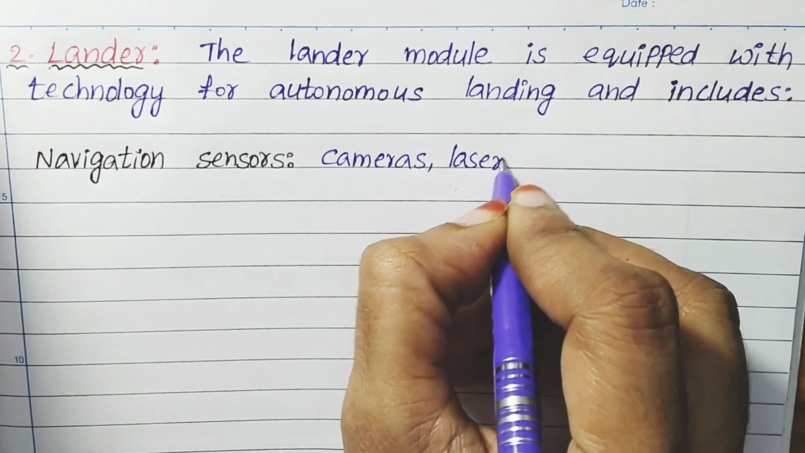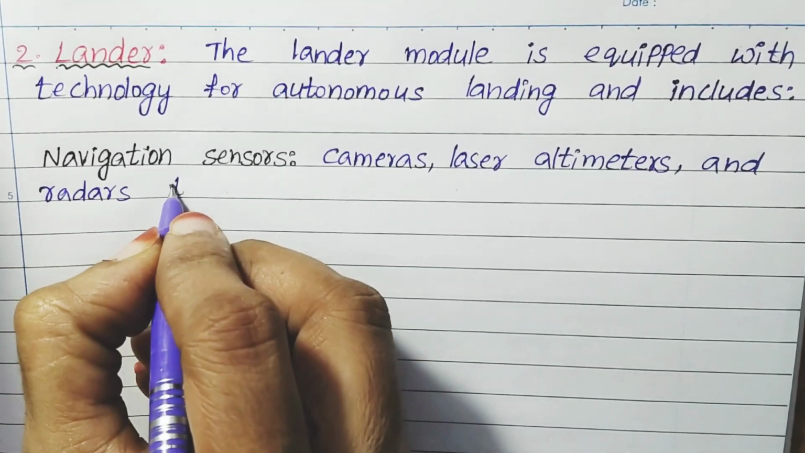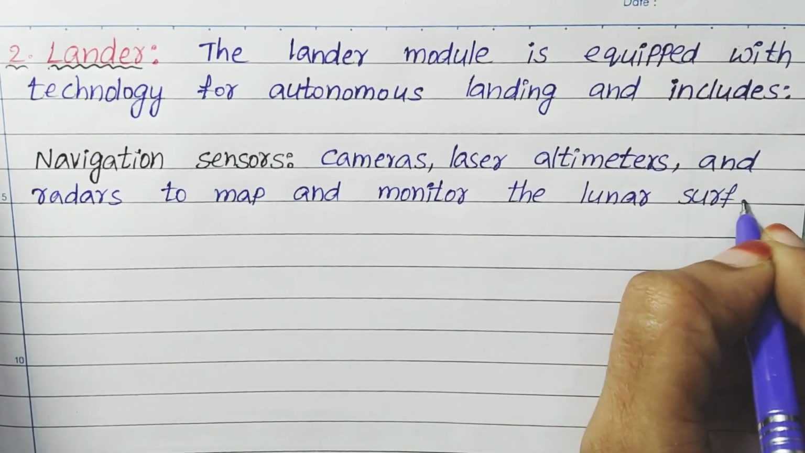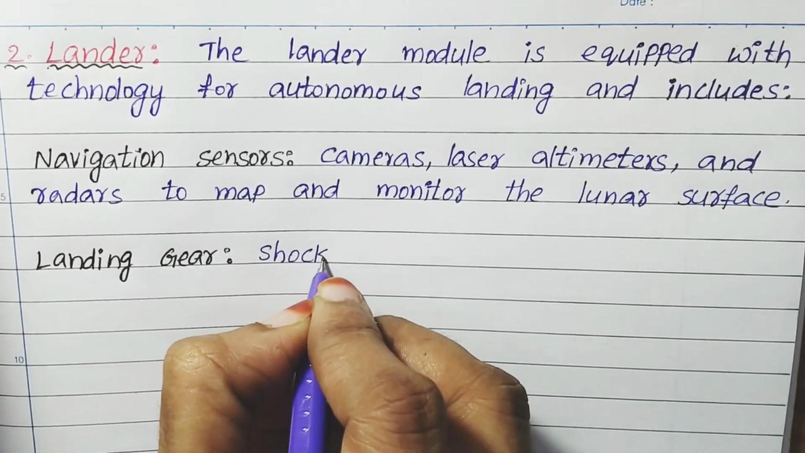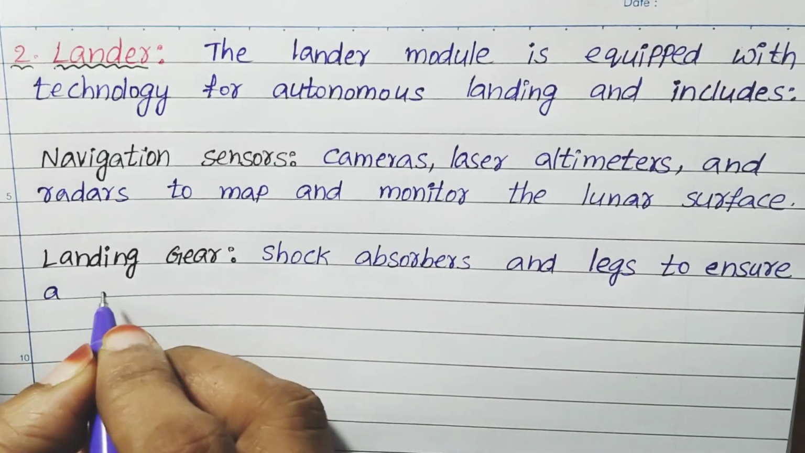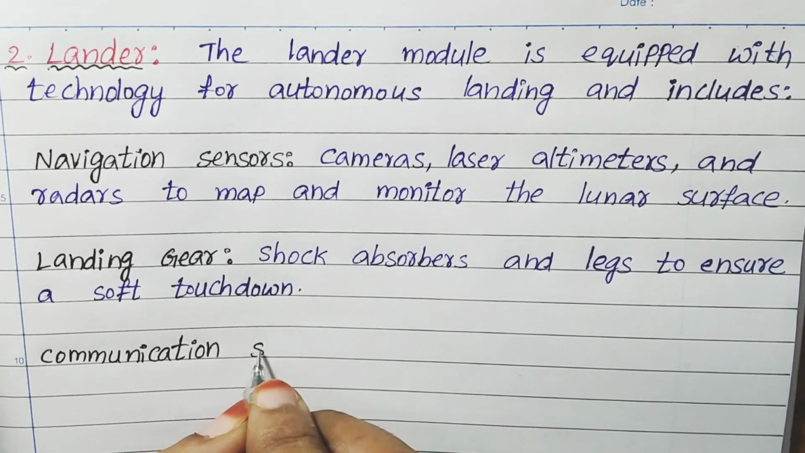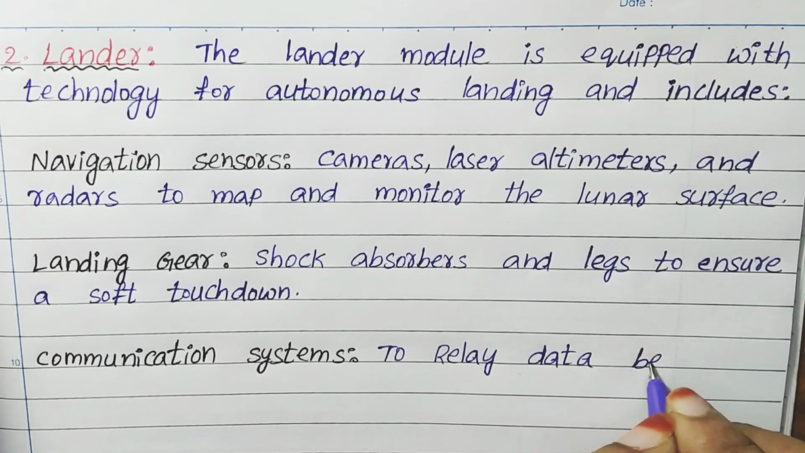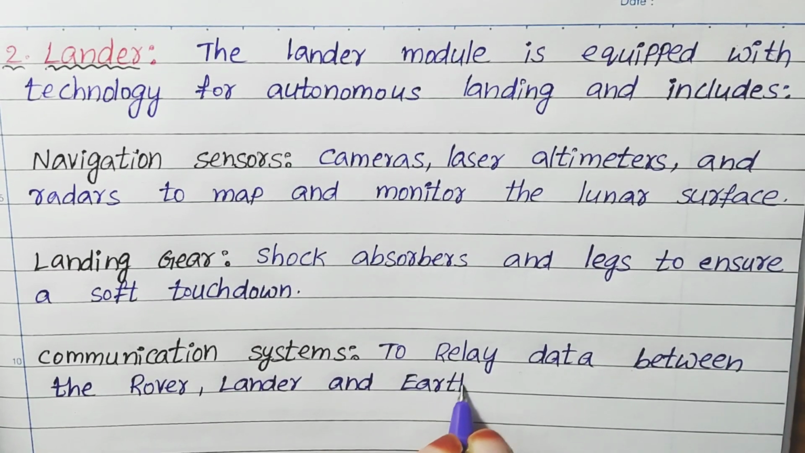Lander. The lander module is equipped with technology for autonomous landing and includes navigation sensors, cameras, laser altimeters, and radars to map and monitor the lunar surface; landing gear, shock absorbers and legs to ensure a soft touchdown; communication systems to relay data between the rover, lander and Earth.